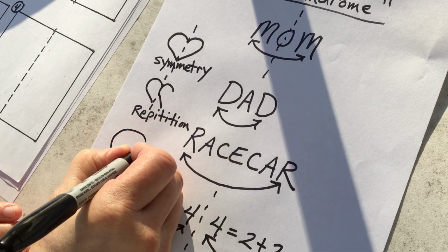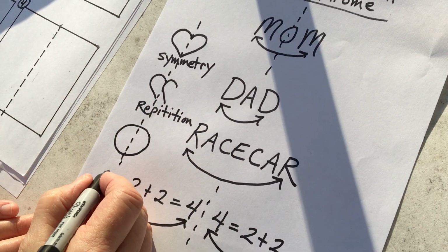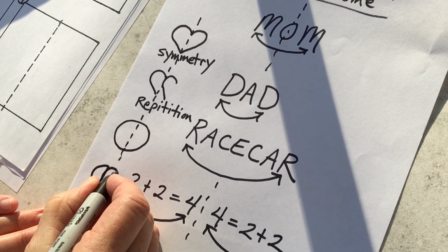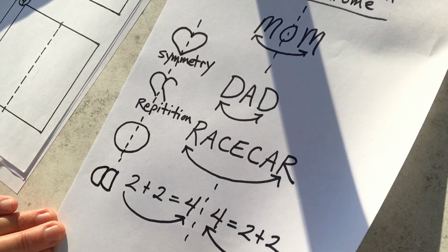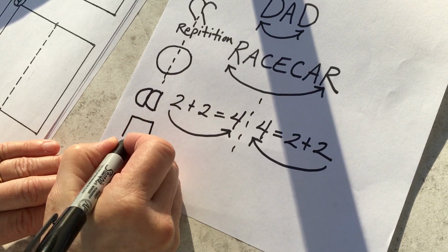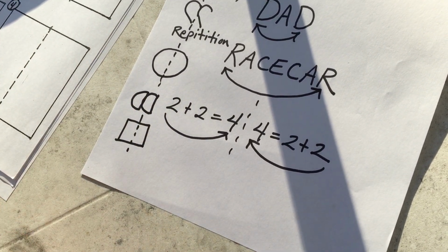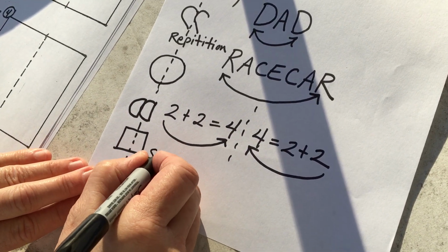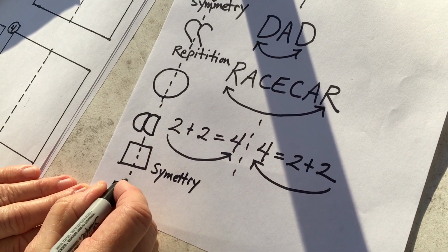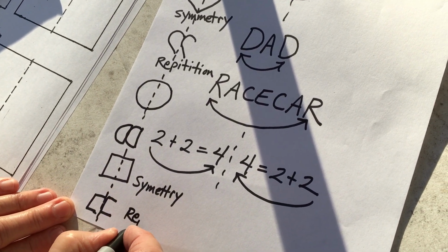A circle has symmetry. The two halves face each other. If I do this, one half, and this, the other half, it's repetition. It is not symmetry. And how about a square? I can divide a square in half and the two parts face each other like in a mirror. That is symmetry or symmetrical. But if I did this and drew them both the same direction, that is repetition.